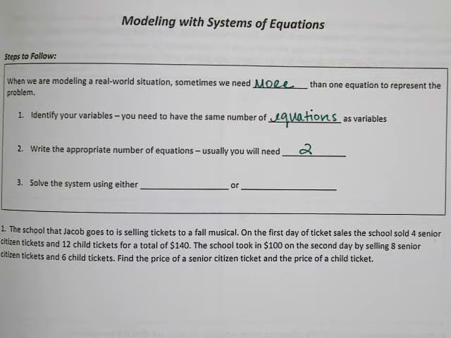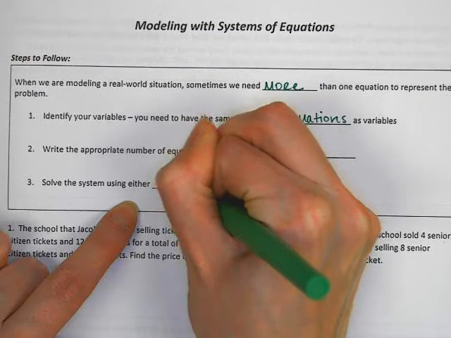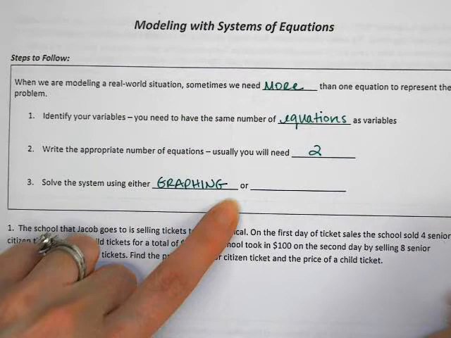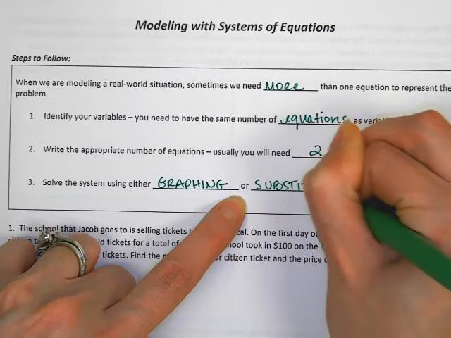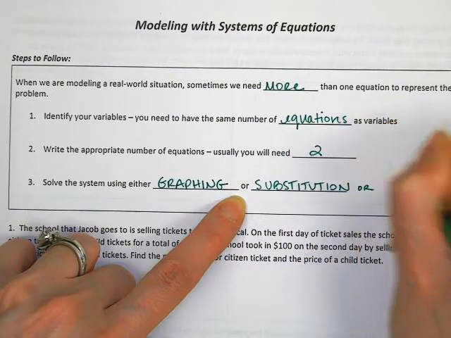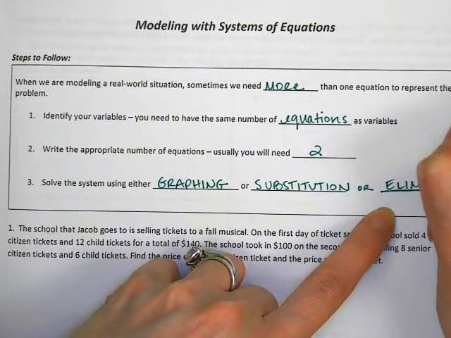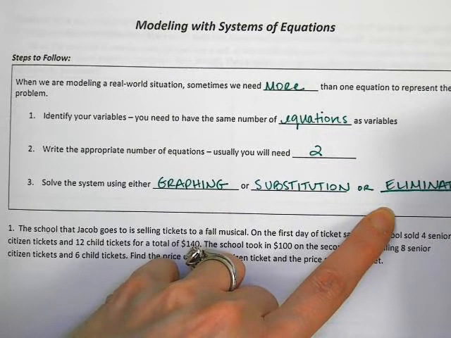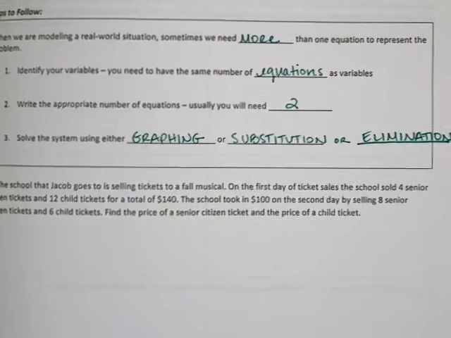And then number 3, solve the system using either, remember our first method was graphing, our second method was substitution, or let's add our third method, which is elimination. And it is totally your choice. Whichever method works for your model, use that.